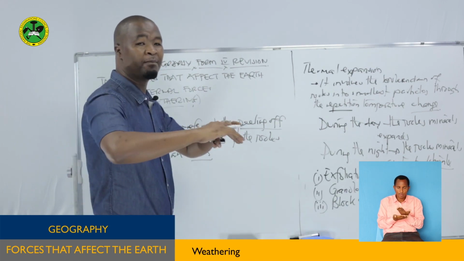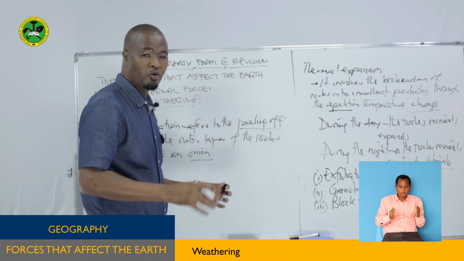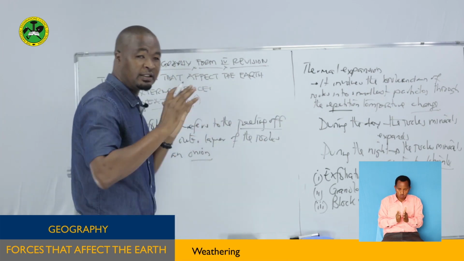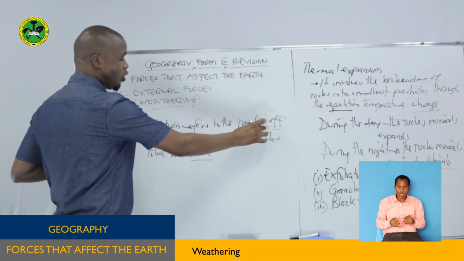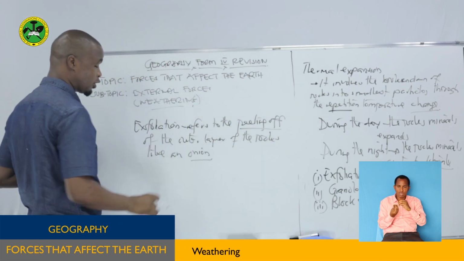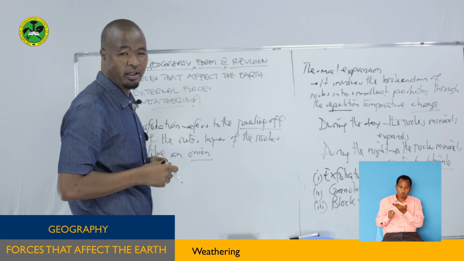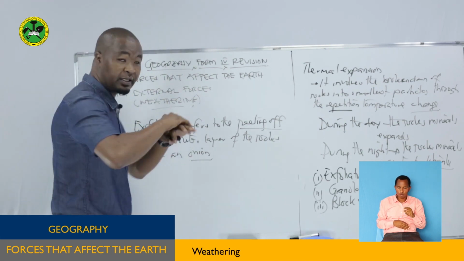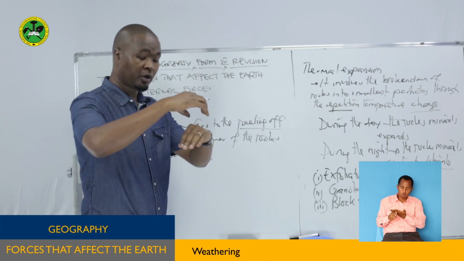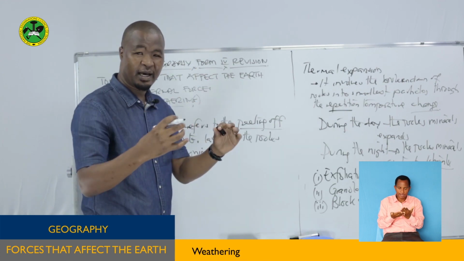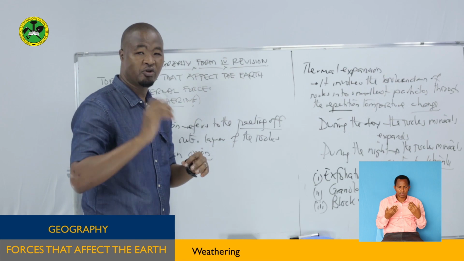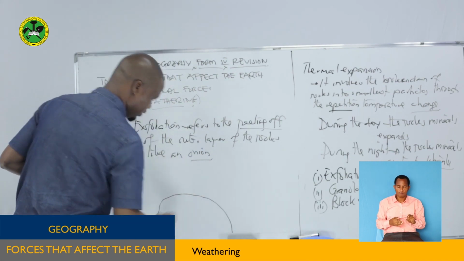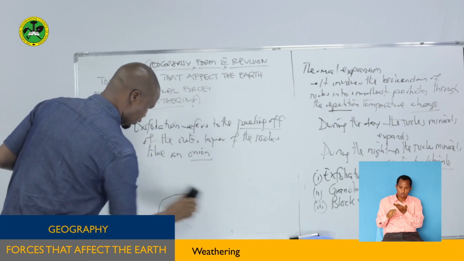So we will find the outer layer of the rock will be removed through the repetition of temperature change, just like the peeling off, the removal of the outer layer of the rock like an onion. Are we together? We all know an onion is made up of different layers. So you can remove the upper layer, and you may find another layer. Are we together? So the point is, let's assume this is our rock.